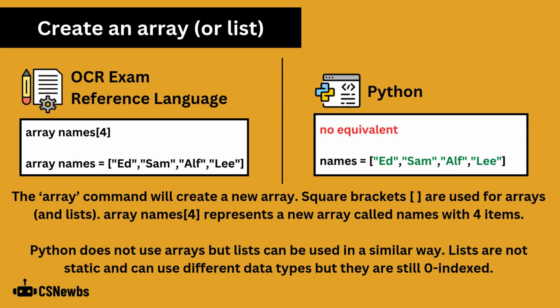Square brackets are used for arrays and lists. For example, array names[4] represents a new array called names with 4 items. Python does not use arrays, but lists can be used in a similar way. Lists are not static and can use different data types, but they are still zero-indexed.